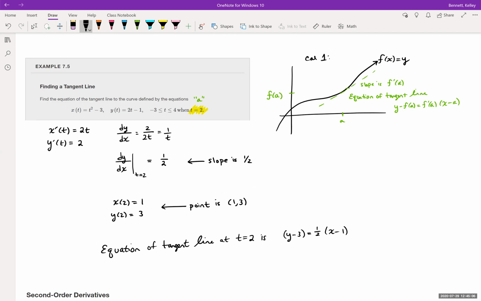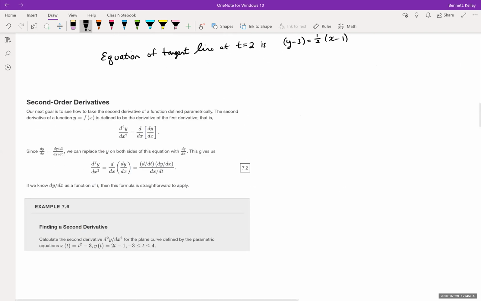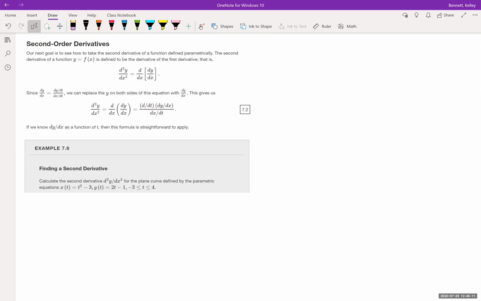All right, let's talk about second order derivatives. So we took the first derivative, what a thrill. Let's talk about the second derivative. So it's not as simple as y double prime over x double prime. Do not try to fall into that trap. Okay, pen, you're back in action.